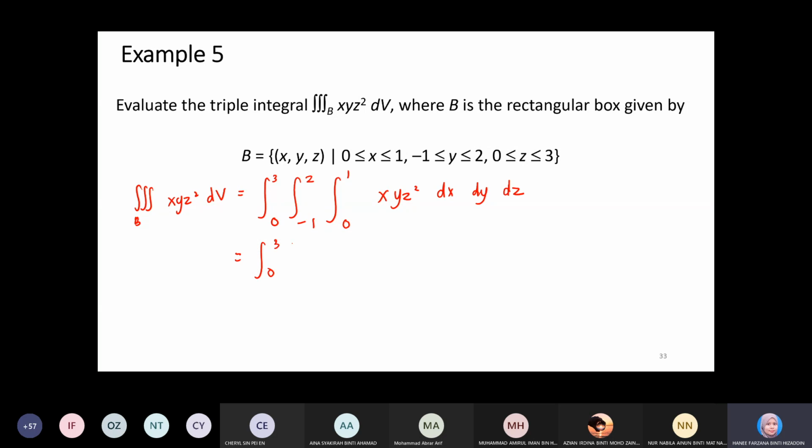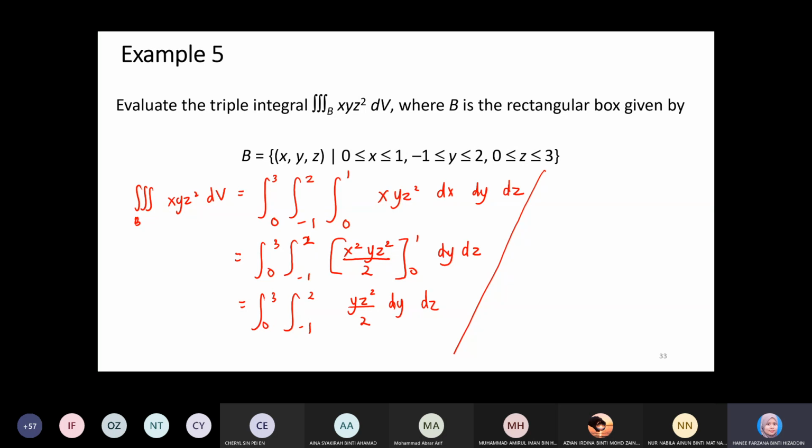Okay, so 0 to 3 and -1 to 2, so x squared over 2, and y and z squared are just constant, from 0 to 1, dy, dz. So you get from 0 to 3, -1 to 2, y z squared over 2. Am I doing the right thing here? Yeah? Okay. dy, dz.